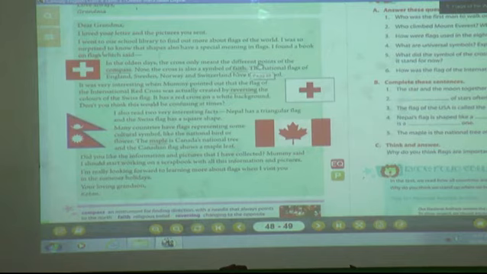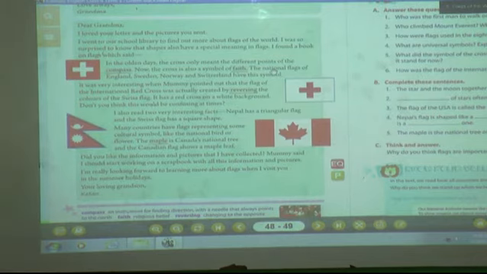But here we can see that this cross has been used in the flag. In which national flags has it been included? The national flags of England, Sweden, Norway and Switzerland have this symbol. So here, if you see, four countries have this cross in their flags. So what are they? England, Sweden, Norway and Switzerland have this symbol.